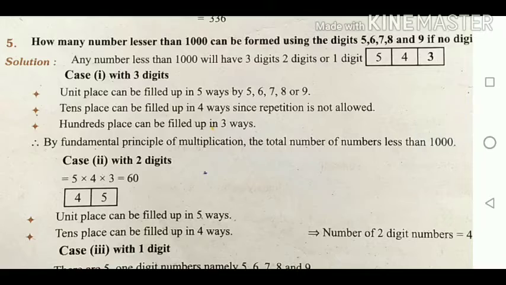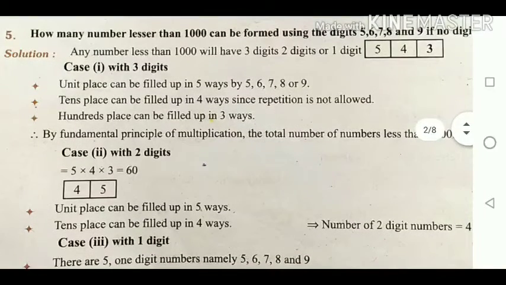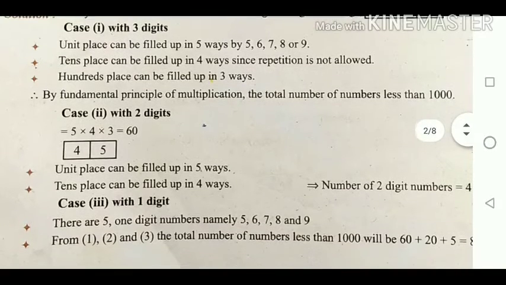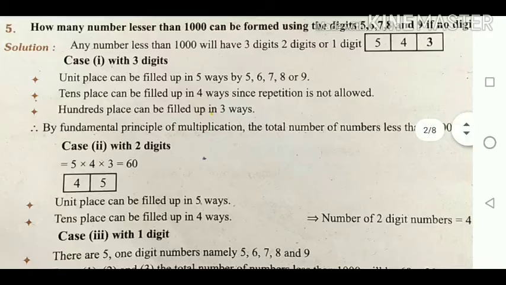Here we are taking 3 cases: case 1 with a 3-digit number, case 2 with a 2-digit number, and case 3 with a 1-digit number. In a 3-digit number, there are the unit place, tens place, and hundreds place. So these three places will be filled in order to get the answer.